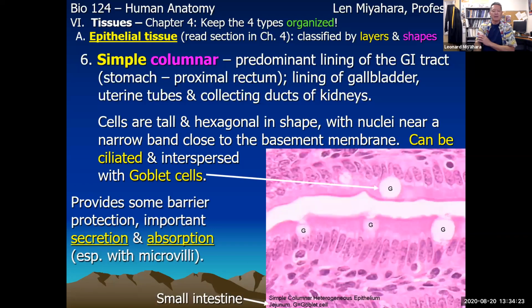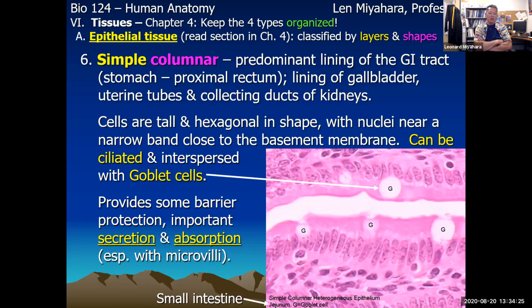Okay, simple columnar epithelial tissue. You can see it's one cell layer thick, simple, and the cells are a lot taller than they are wide, and you can see it right here. This is the predominant tissue lining of the GI tract. This slide was taken from a small intestine. What you want to write next to this slide is simple columnar epithelium.